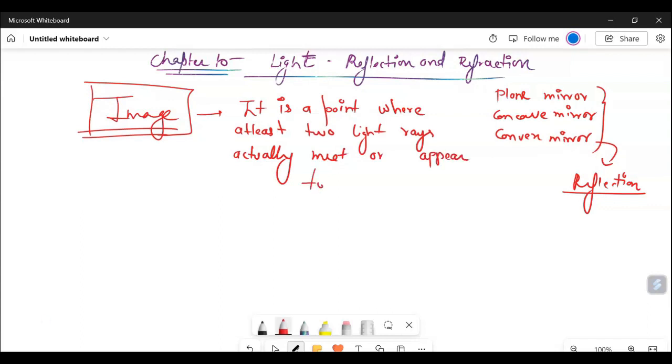Okay, so when we discuss the plane mirror, concave mirror and convex mirror, you will understand what is image. For example, you are looking at the mirror, so your image is forming inside the mirror, that is image. So it is a point where at least two light rays actually meet or appear to meet. Now there are two types of images.